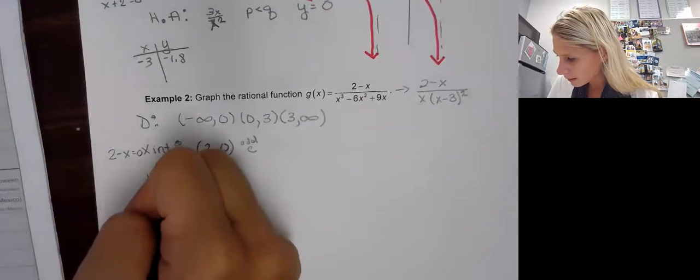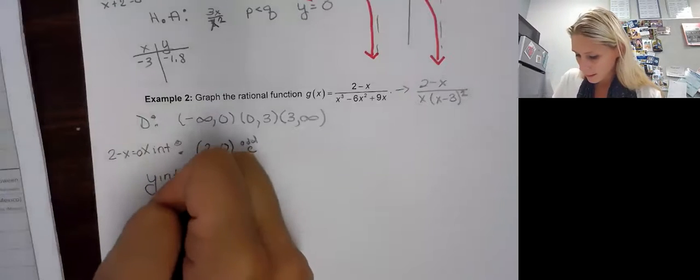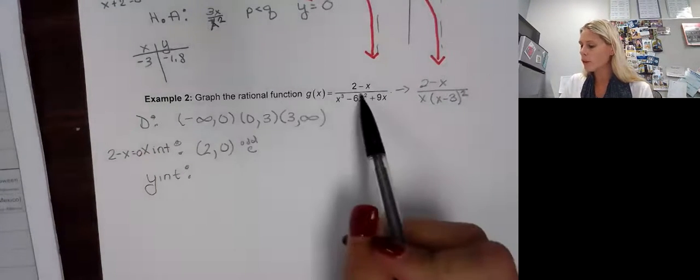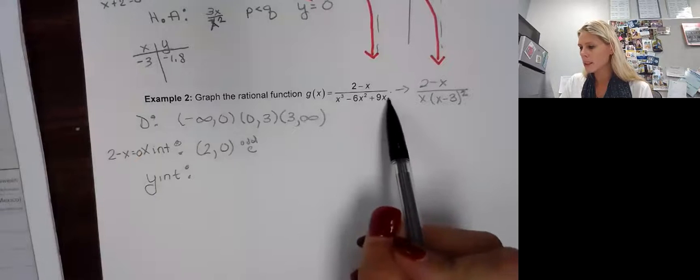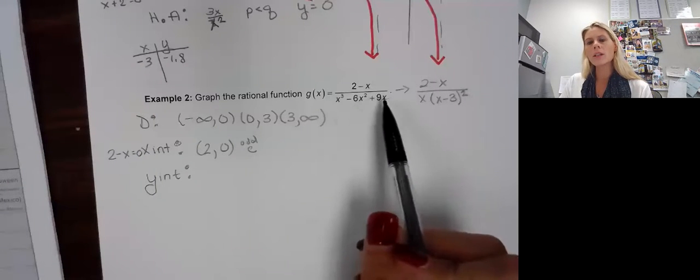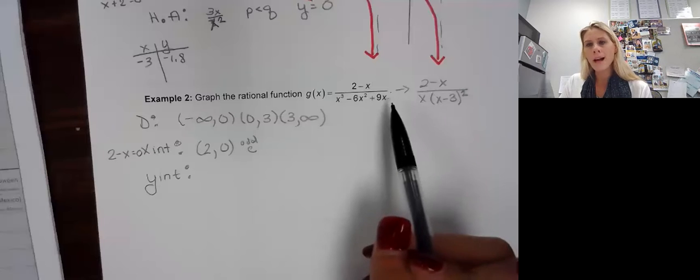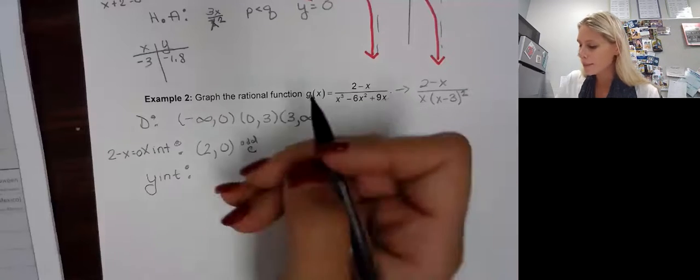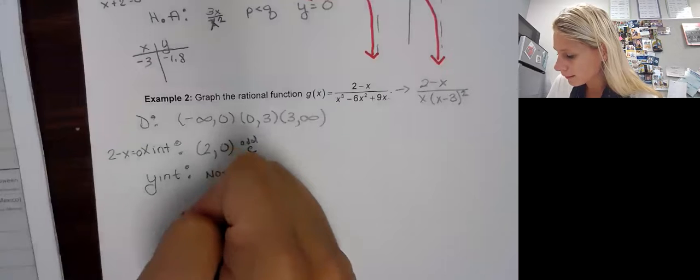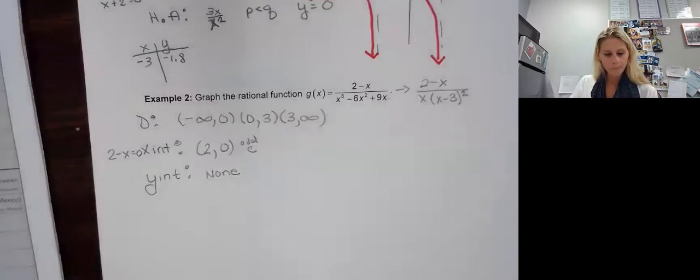Y-intercept is when x equals 0. Well, if you look at this, x equals 0, well, we just said that the denominator cannot be 0, so that means there is none. So we can't have 0 in that denominator.